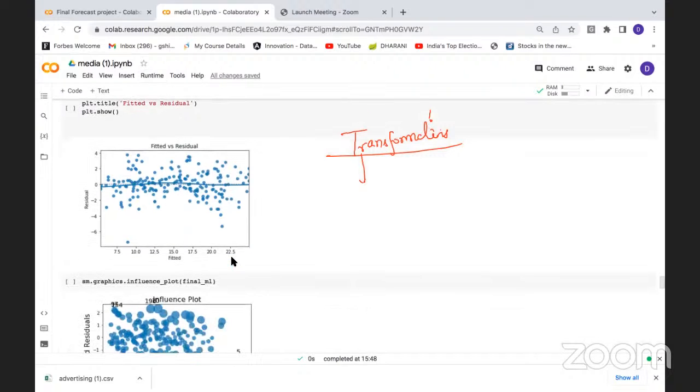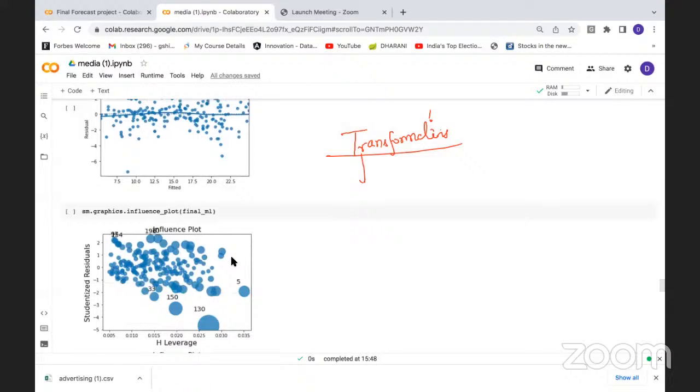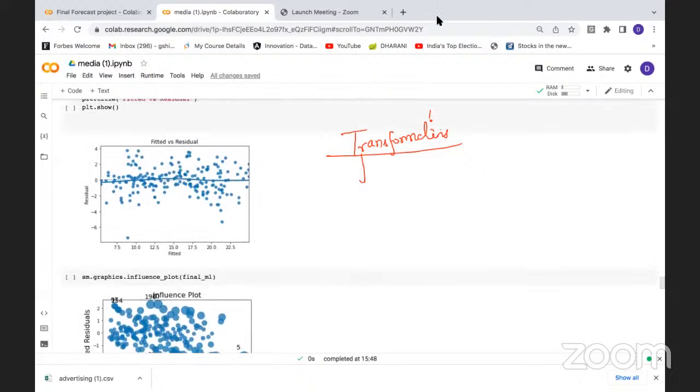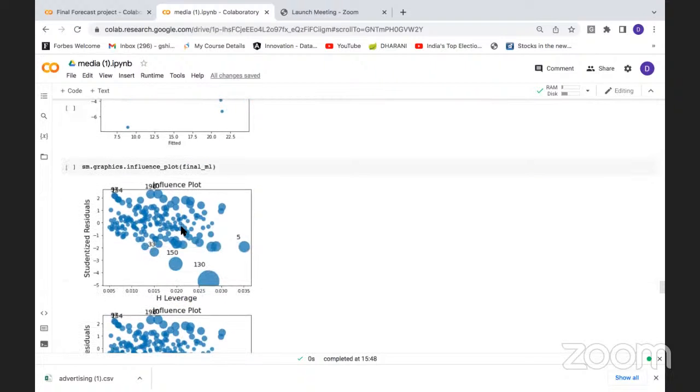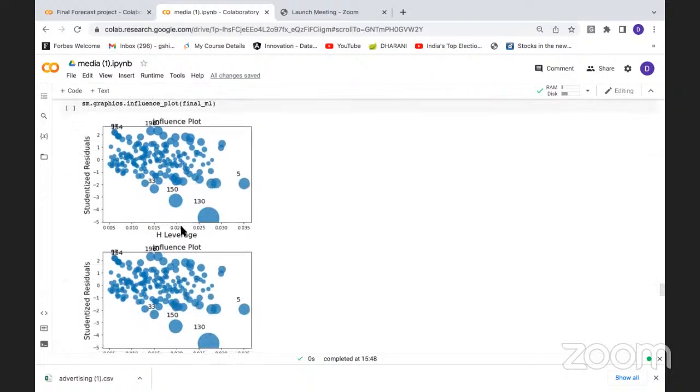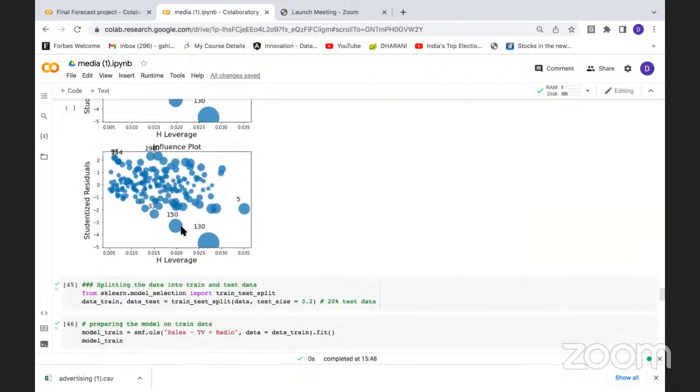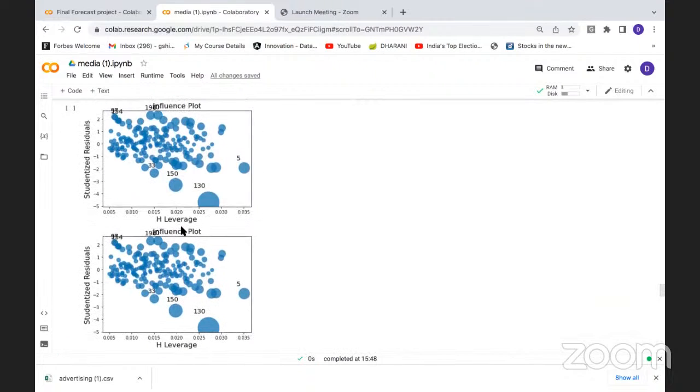Okay. The good thing is that yes, we got a line. These are identically distributed. They are not dependent. You don't see any pattern here. They are irregular. Right? So this is the conclusion. This is a final model.